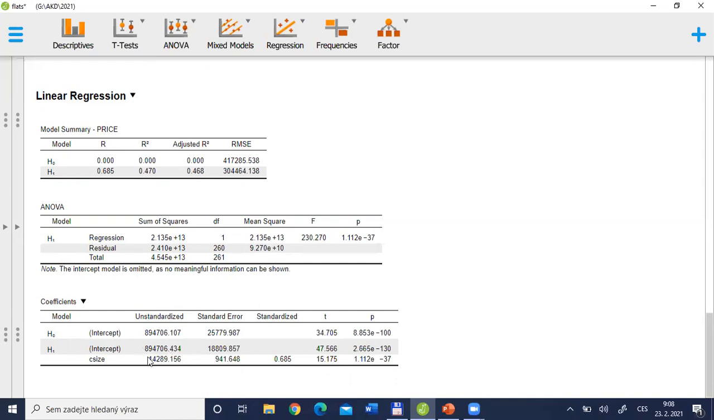The interpretation of C size is still the same, and the value for C size is still the same, as we only influenced the intercept by centering. Only one more comment. We have just covered centering, which is usually called grand mean or global centering. It means we were using as the mean, which we were subtracting for every value of the size of the flats, the total mean.